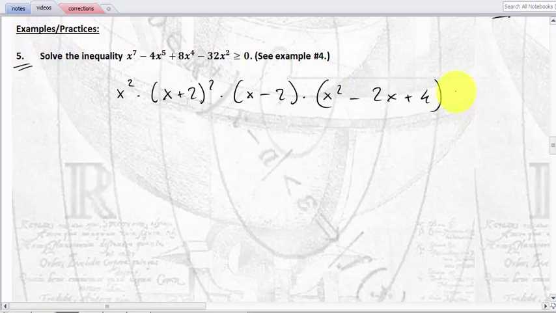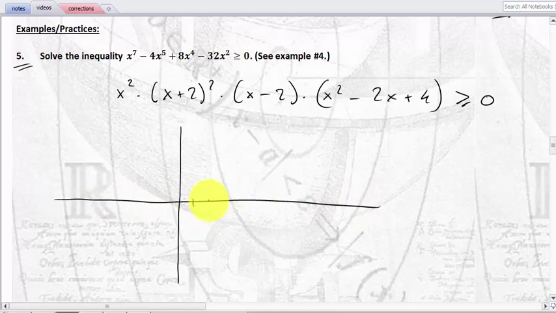Now, I am not going to do a sign chart for that. I'm going to solve it graphically. It's going to be much faster than with a sign chart. Check it out. 1, 2, 3, 4, negative 1, negative 2, negative 3, negative 4. What are my zeros? 0, negative 2, and 2 right here.